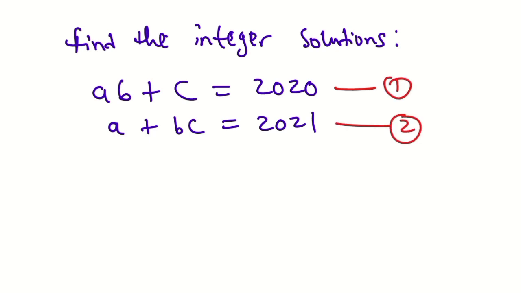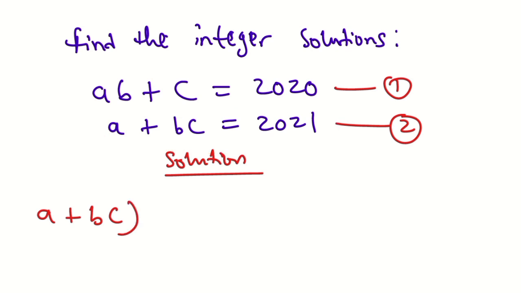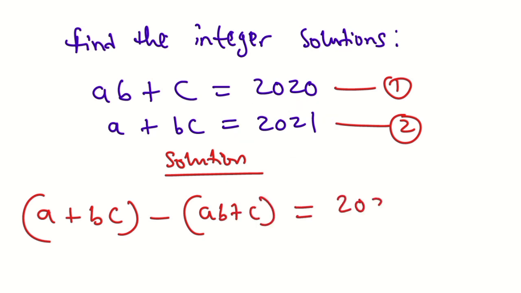So from here, we can decide to say equation 2 minus equation 1. Okay, let's do that. So equation 2 minus equation 1. Okay, so that will be A plus BC. That's from here, the equation 2, right? Minus equation 1. A plus BC minus AB plus C, all right? And this is equal to what? 2021, because we are doing equation 2 minus equation 1. Minus what? 2020. Okay, good.